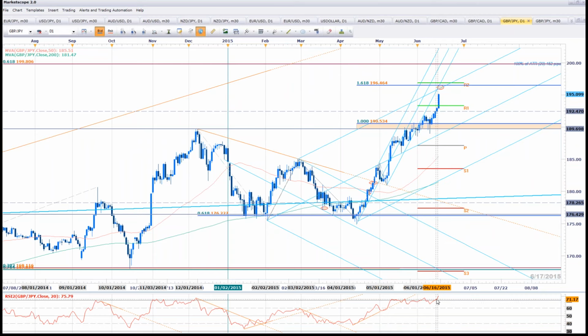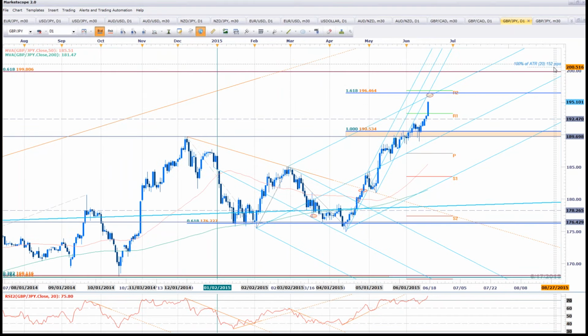Also, the momentum isn't quite as high in overbought territory, so you would get that 70 crack much closer in time than you would, I think, on the Sterling Kiwi. Also, a tighter ATR, 152 pips is what you're looking at, but there's a major key resistance there on Sterling Yen to the upside.